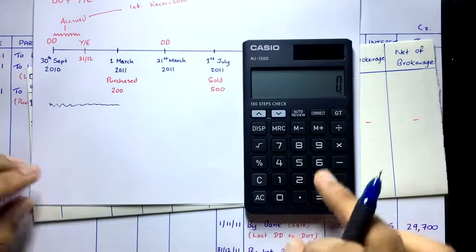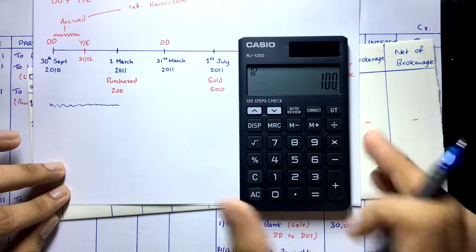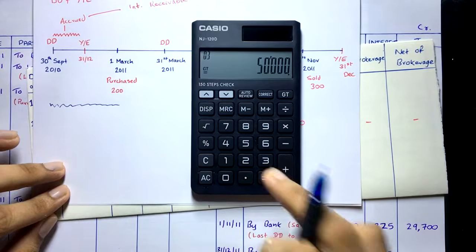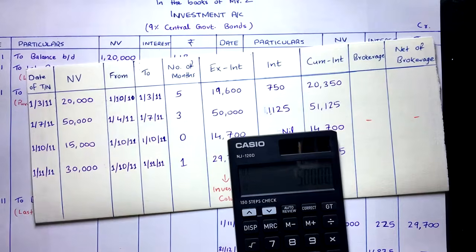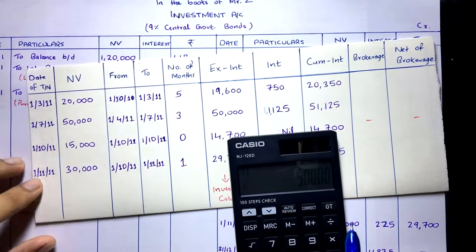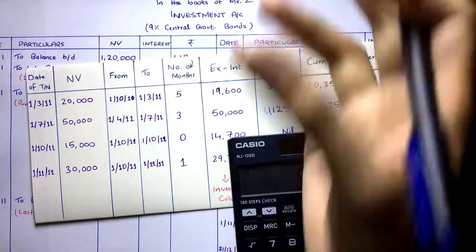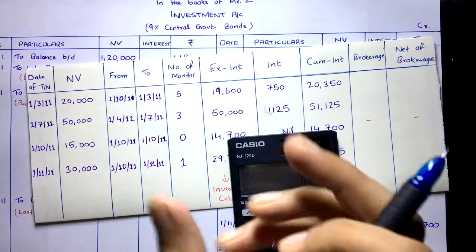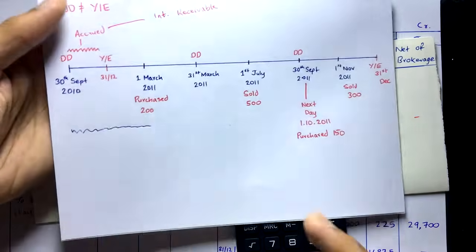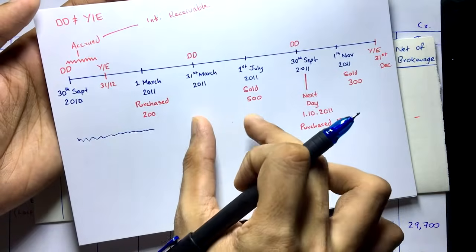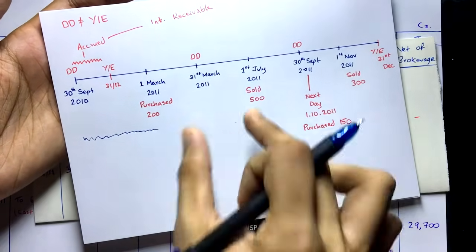The face value of that is how much? 500 units into 100 is the face value of each bond, so 500 into 100 is equal to 50,000. Then we have to calculate the accrued interest. Whenever we sell the securities, we are going to take the interest from the purchaser, whatever interest has built up from the due date till the date of transaction. So we have to calculate that accrued interest.